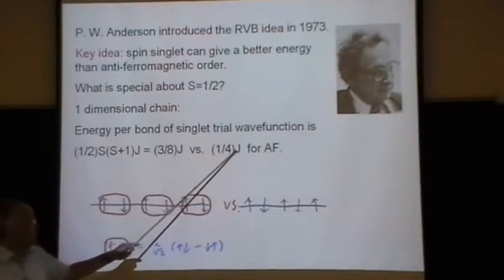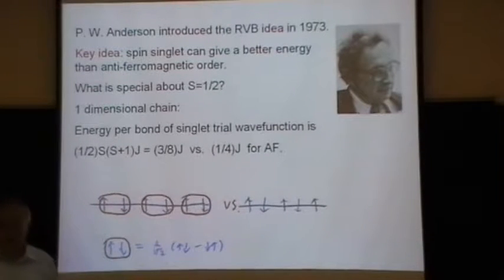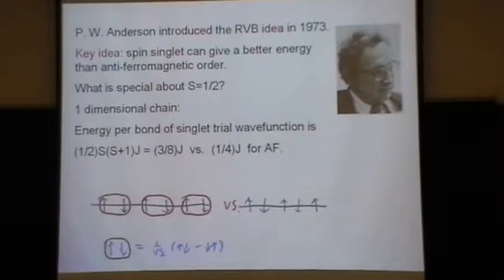The energy will be 1/4 J per bond. It's a spin a half. For each bond, I gain 1/4 J. Now, another trial wave function, which looks rather stupid at first, just forms singlets. I can lay down singlets, and so this breaks translational symmetry, just like this. But the singlet is just the quantum mechanical combination.